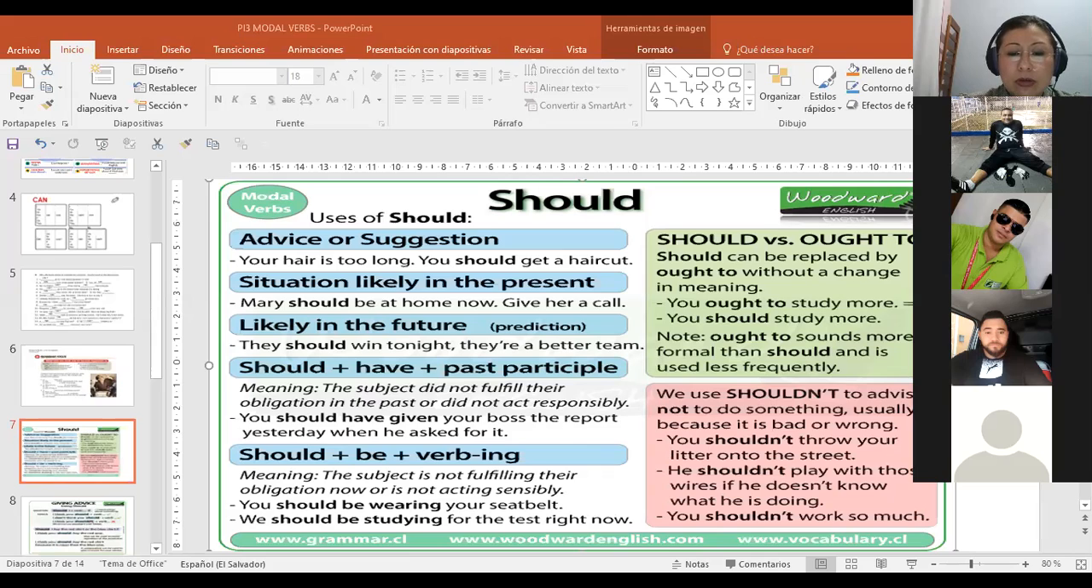We can also use should plus be plus the verb in ing, and the meaning is that the subject is not fulfilling their obligations now or is not acting sensibly. You should be wearing your seatbelt. Deberías estar utilizando tu cinturón. Imagine you are driving and your co-pilot is not wearing the seatbelt, so you may say, you should be wearing your seatbelt, okay?